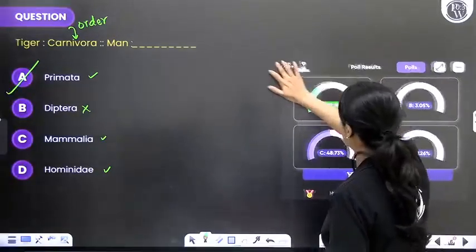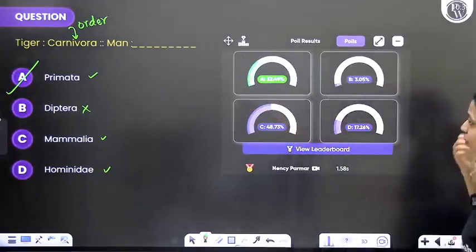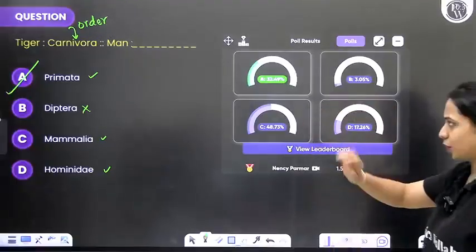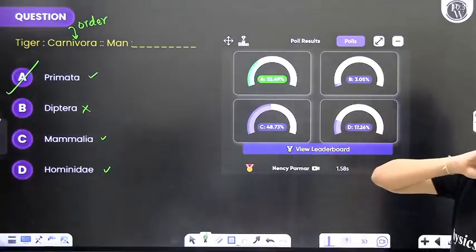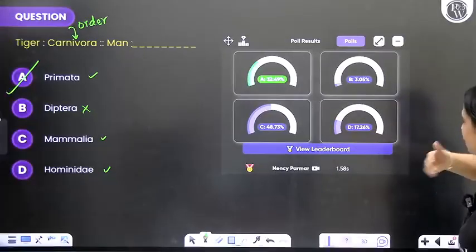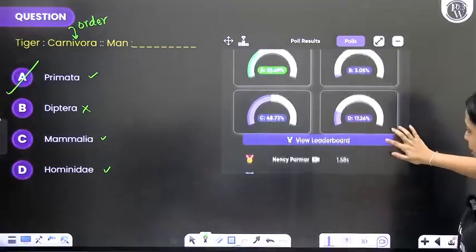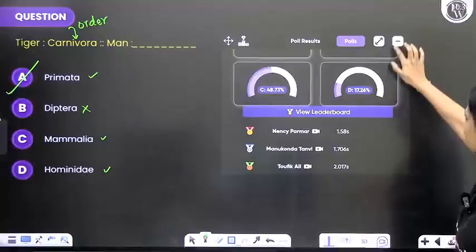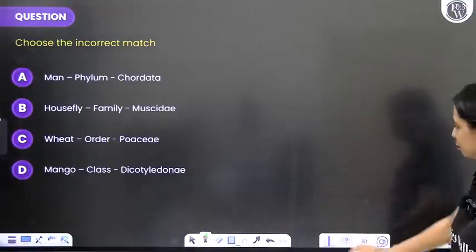Oh, I'll cry now. 32% of you. Just because man is a mammal, you thought it's Mammalia. You didn't bother to look at whether it's order, class, family, what. Nancy, Tanvi, Taufik, top 3. Next question.